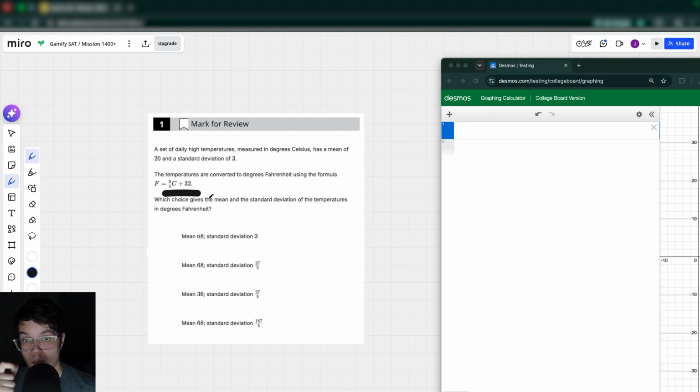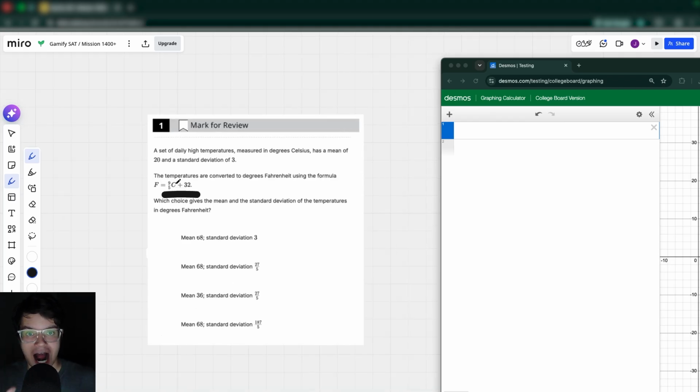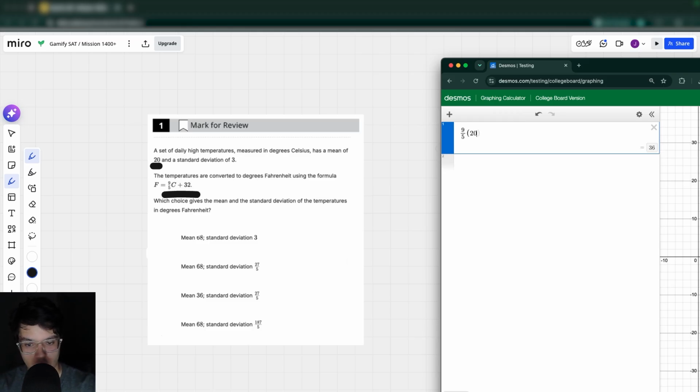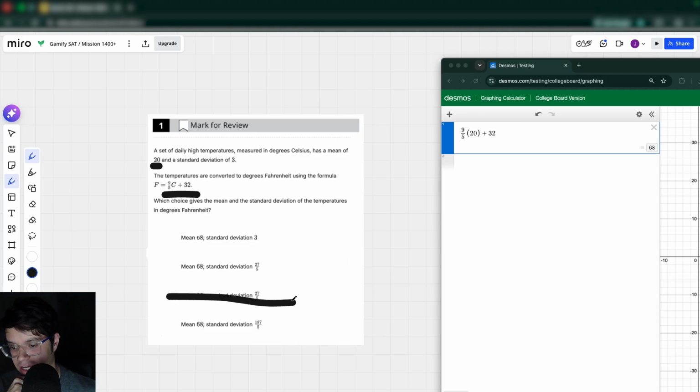Well, for mean, remember the truth. We change mean either when something is added to it or subtracted, or even when something is multiplied or divided by it. So both of these would change the mean in some way. So if the mean of the original is 20, we would just take 20 and say 9 divided by 5 times 20 plus 32. You can just literally do that with a mean, and that's going to show you the new mean. So it would become 68. So the mean of this must be 68. This one cannot be the answer.